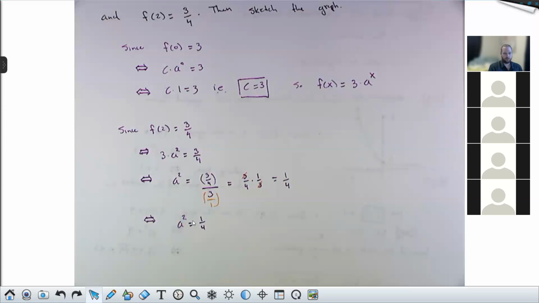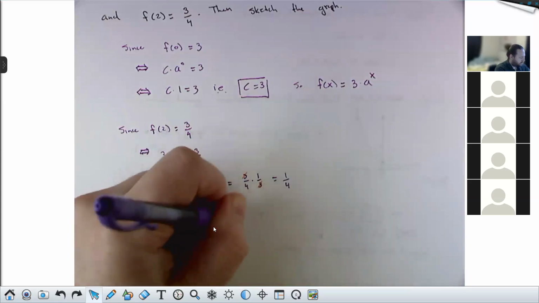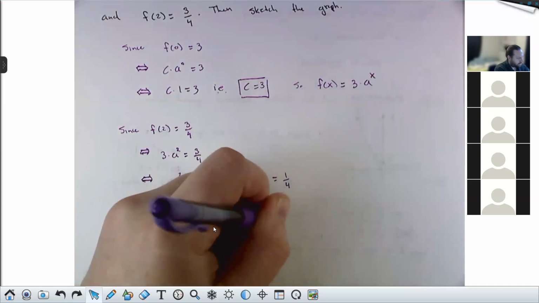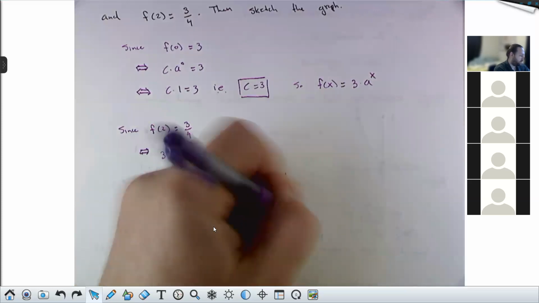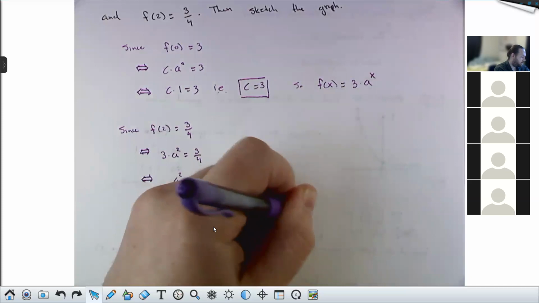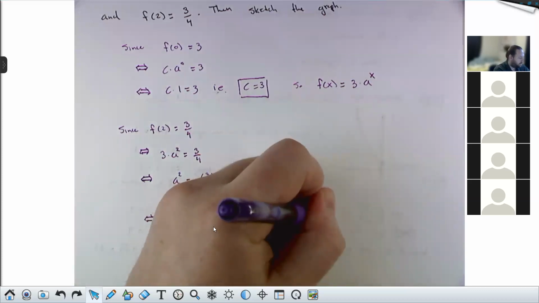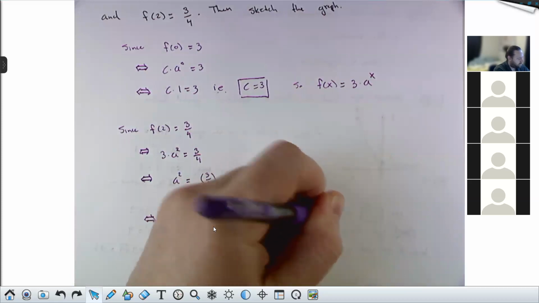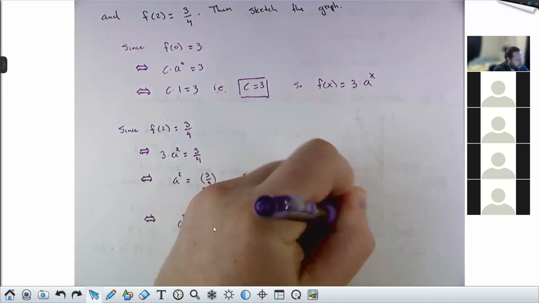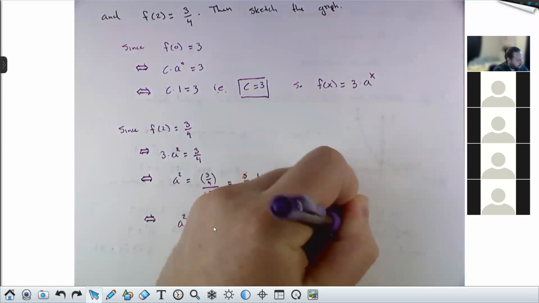So just like when I had a squared equals 9, we took square roots on both sides. I can now take square roots on both sides, and I get a equals plus or minus the square root of 1/4. Which might feel a little wonky, but I promise you it works just fine. The square root of 1/4. Remember, square roots play nice with multiplication and division. This is the square root of 1 divided by the square root of 4.